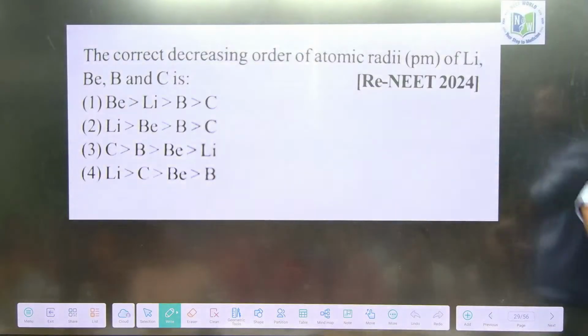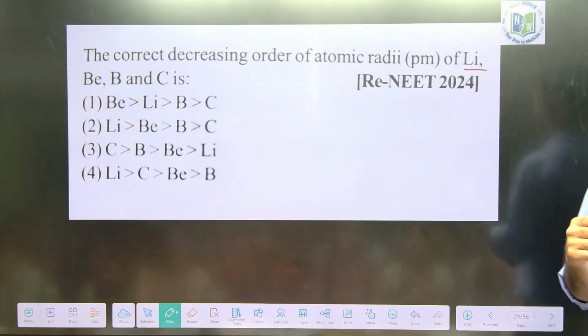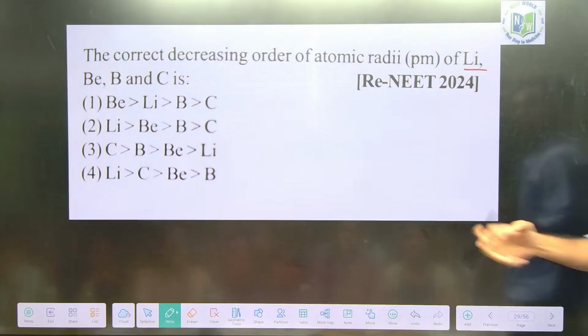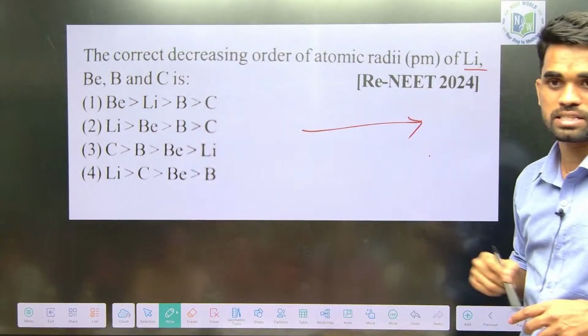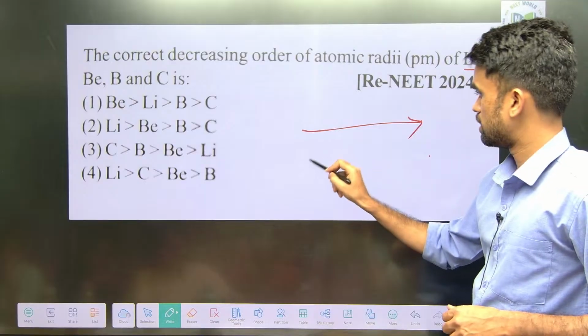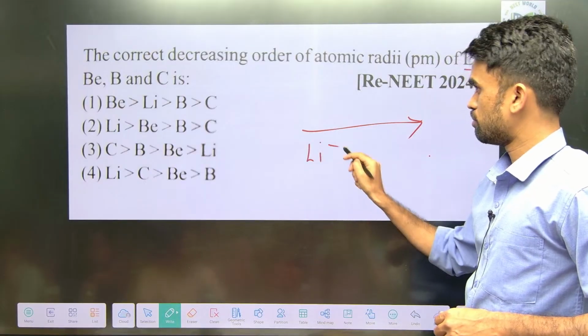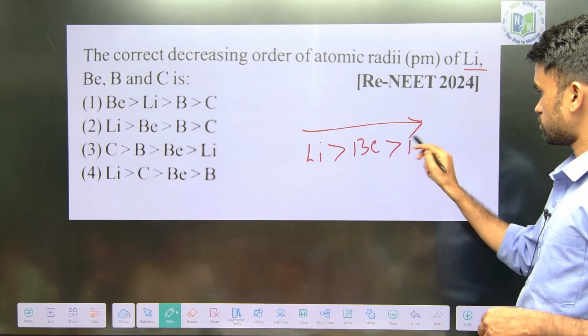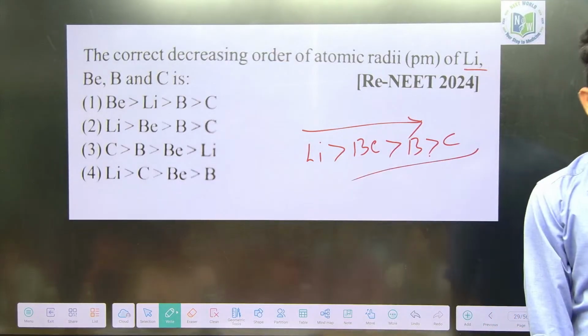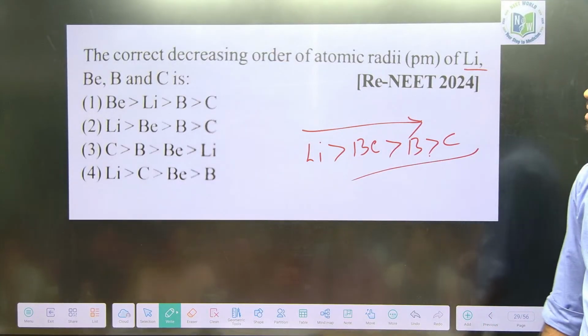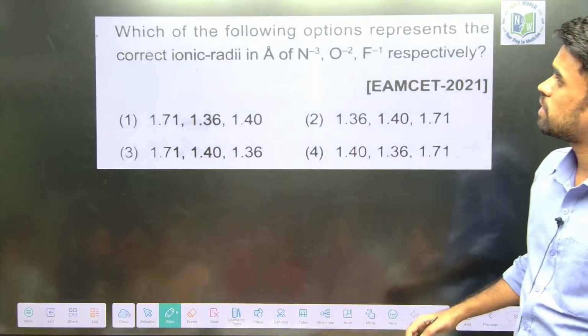Try to get the answer for this fast. Correct decreasing order of atomic radii. So tell me whether they are group elements or period elements. Period elements. From left to right, what happens to the size? So who is bigger here? Lithium is bigger than beryllium. We discussed where it is. That's it.